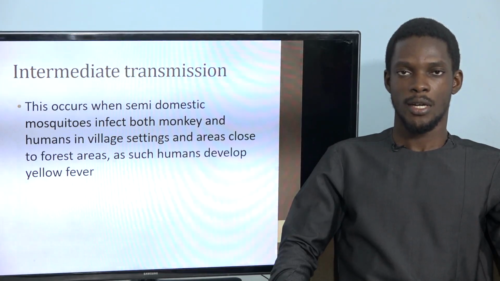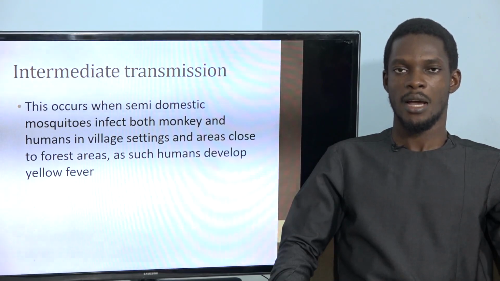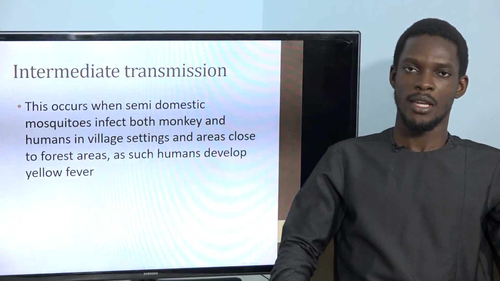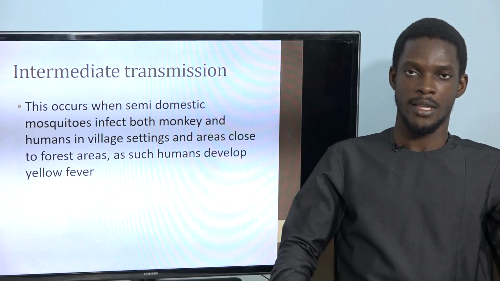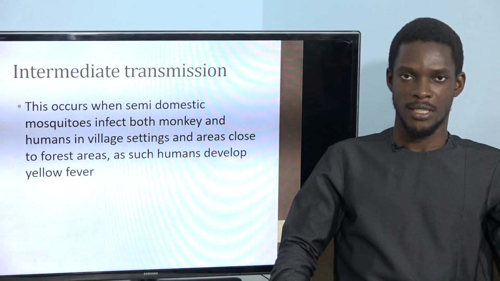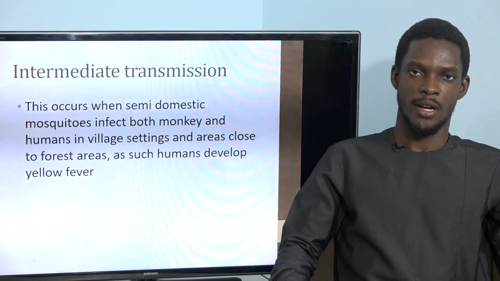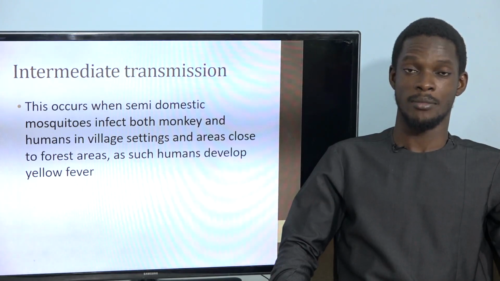So when you have someone entering the forest and coming back to an area which is close to the forest, what you realize is that more Egyptian mosquitoes breed there also, and they can transmit the virus from this infected person to everyone else as they look out for blood meals.